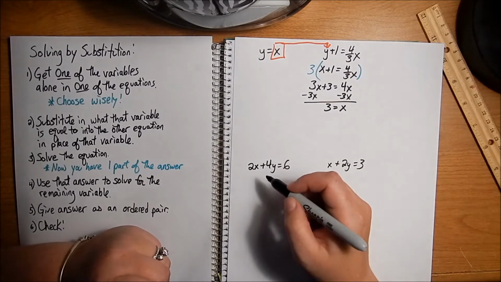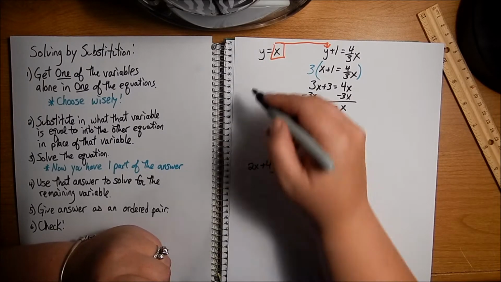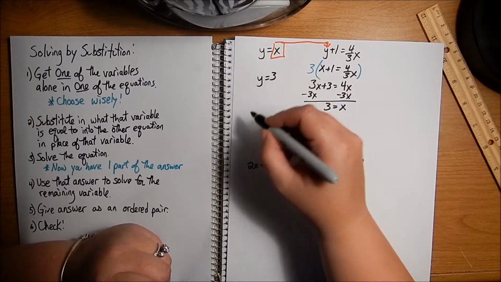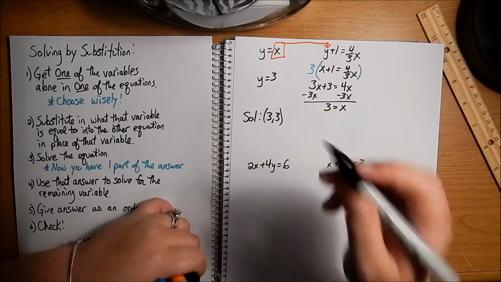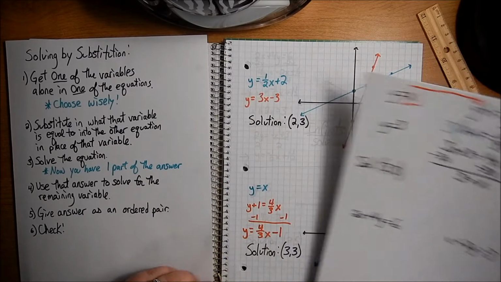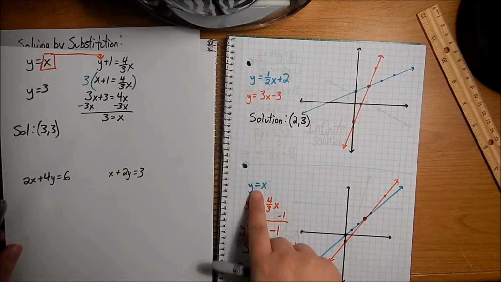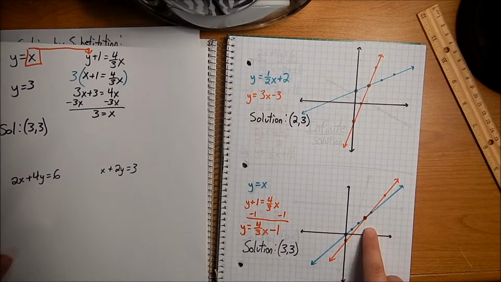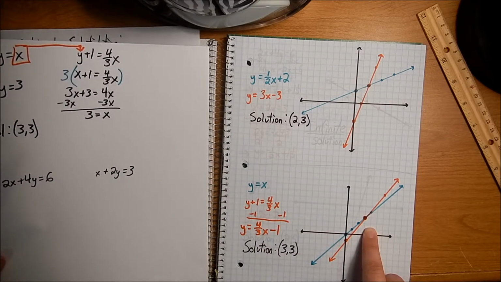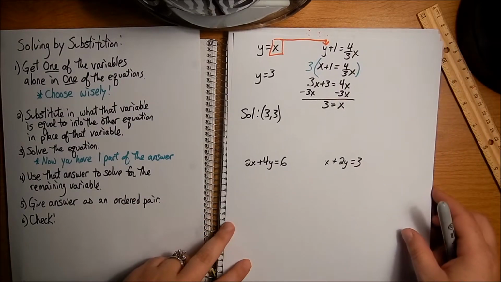So I can go back over here and figure out what y is. Well, since y and x are equal to each other, then y must also equal 3. So my solution is (3, 3). Is that the same when we graphed it? Well, how about that? It sure is. y equals x, and we had y plus 1 equals 4/3 x, and the solution is (3, 3). Great. Okay, let's try our next one.